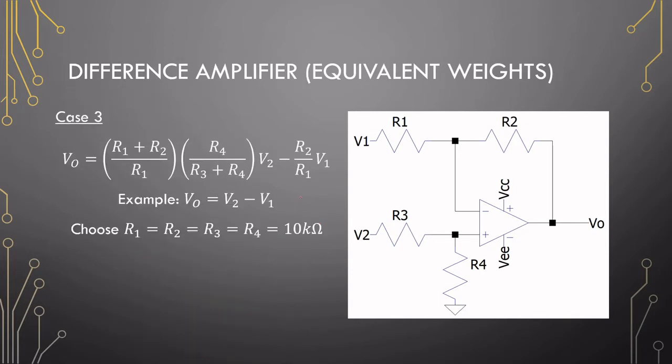Okay, the third case is when you want straightforward just subtraction with no gain. You just choose all the resistors to be the same value. Everything will cancel out and you will have V2 minus V1 left. So let's go and look at some simulations of these three problems.